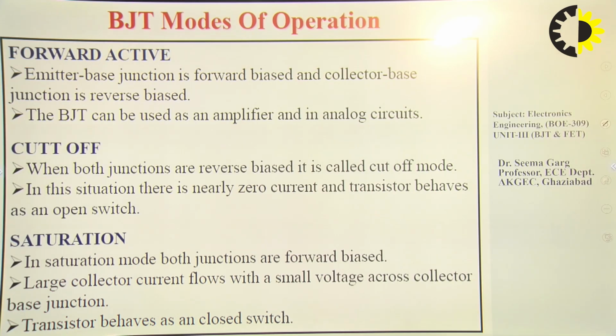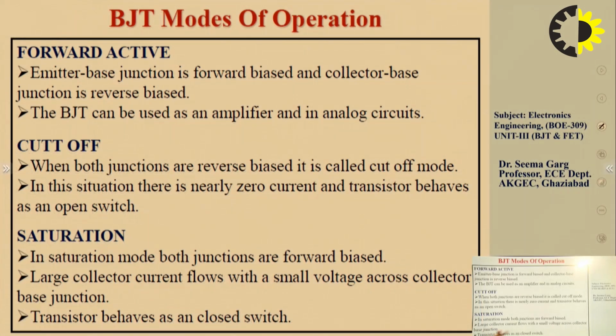Saturation: in case of the saturation region, both the junctions, that is the emitter base junction and the collector base junction, are forward biased, and a large collector current flows with a small voltage across the collector base junction. Here the transistor behaves as a closed switch.